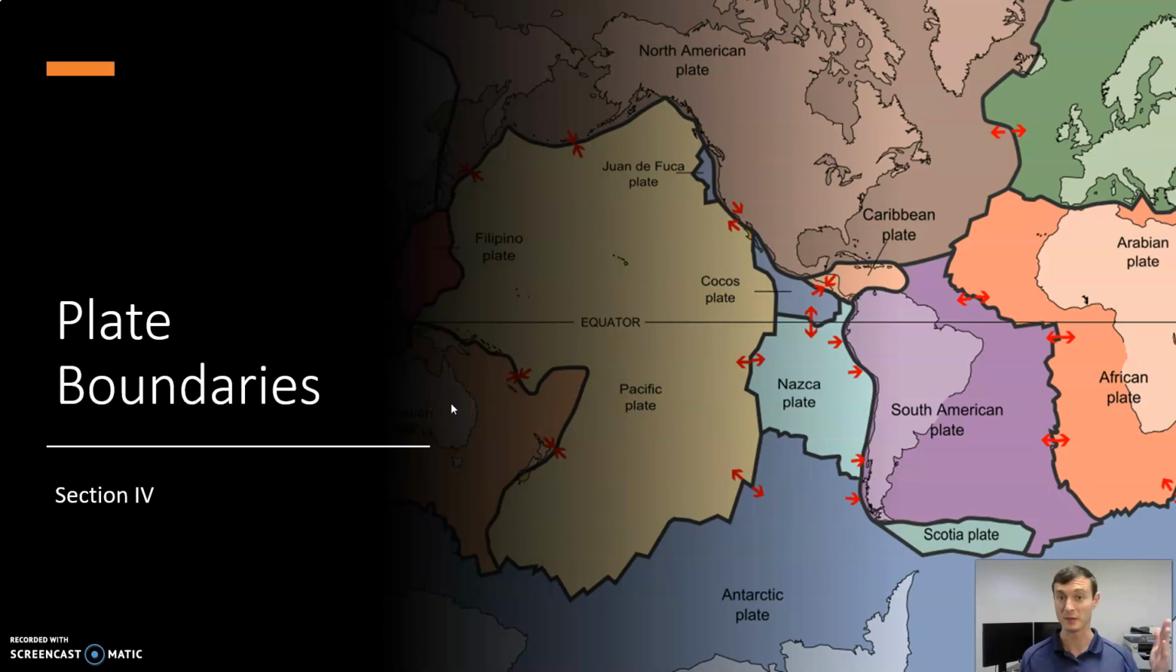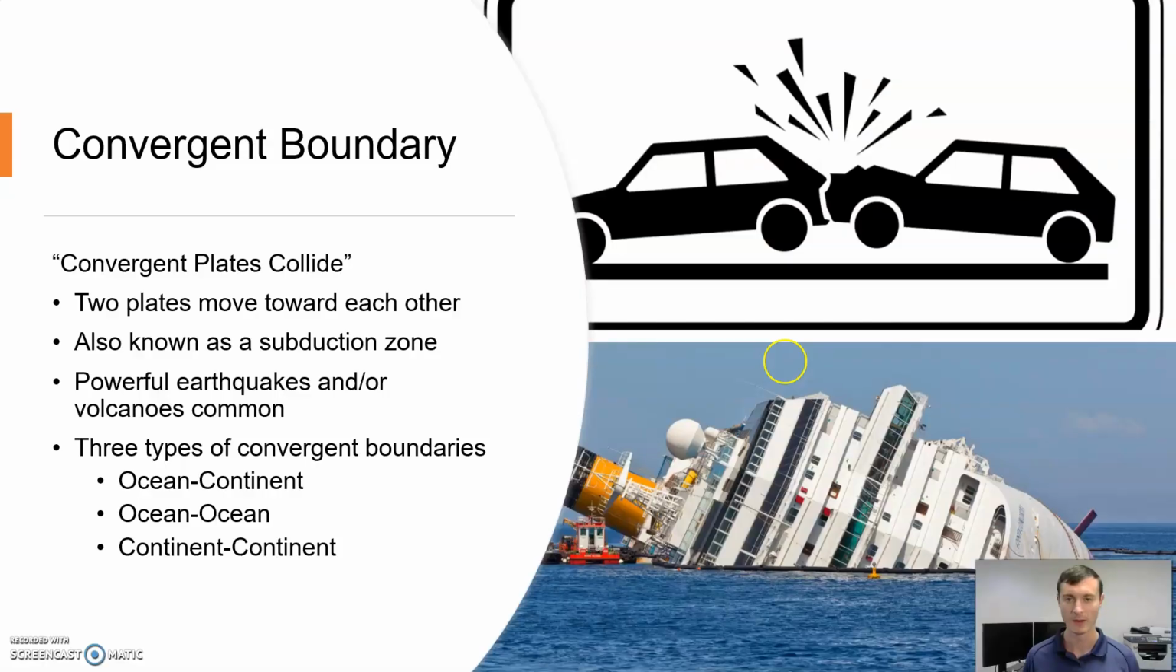Welcome back everybody to section 4. Here we're going to talk about plate boundaries. What's happening here? So the first thing we'll talk about is a convergent boundary, converging, two things coming together.